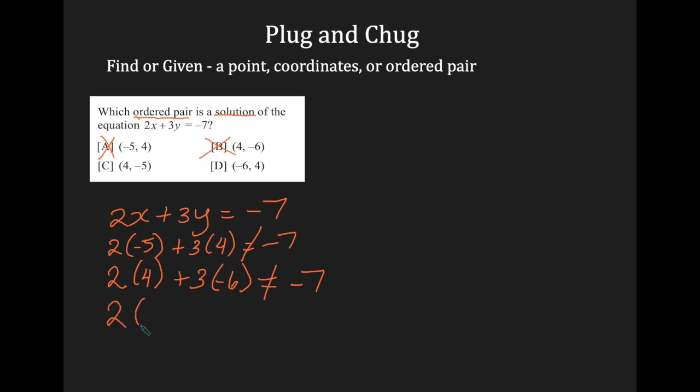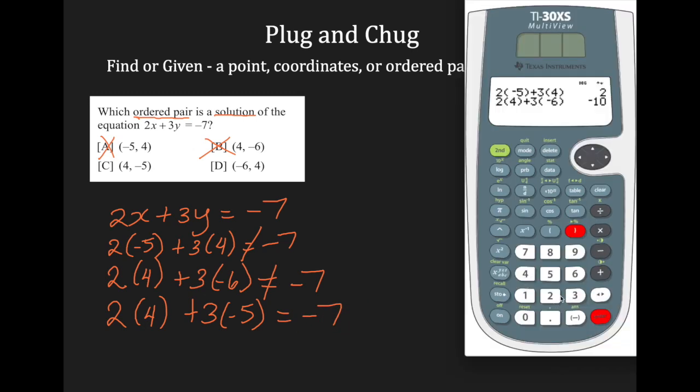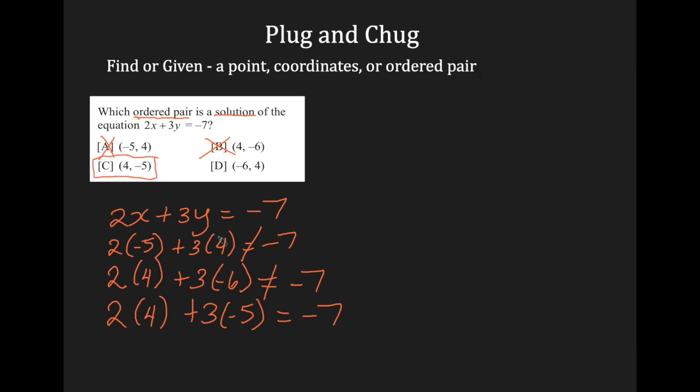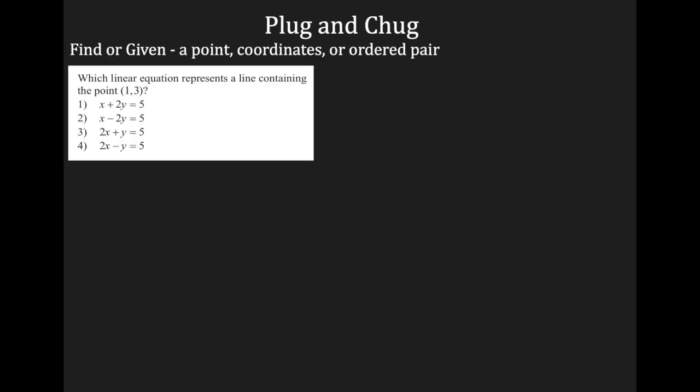Okay, let's try C, which is your x is 4, so that's 2 times 4, plus 3, your y is negative 5, and you're hoping to get negative 7. Okay, so let's go. 2, and then in parentheses, we have 4, close the parentheses, then we're going to add 3, which is multiplying by negative 5, and hit enter. We got negative 7. So it actually worked for C. So C is our answer. That wasn't so bad. Let's try another example.